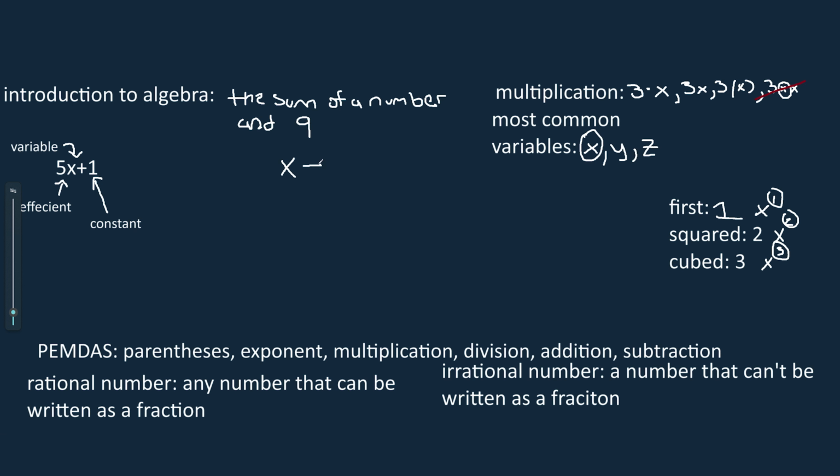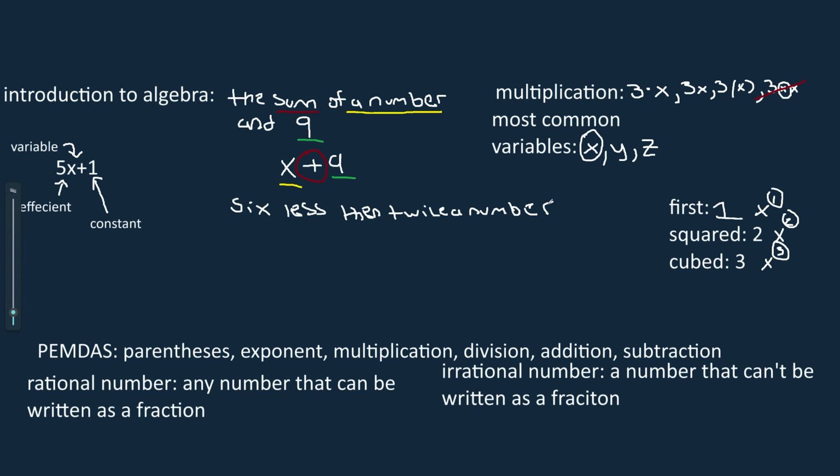And the reason why I'm using this sign is because there is sum here. How I got 9 is this, and a number is this. A number is the unknown.